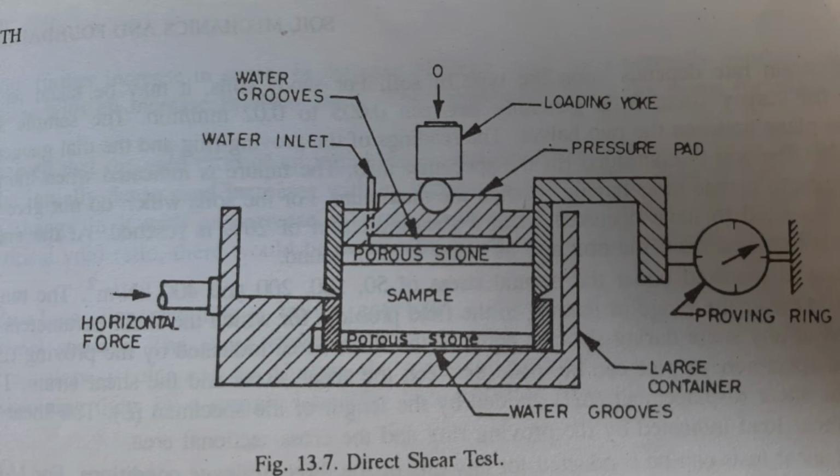Now the container can be pushed forward at a constant rate by a geared jack, which works as a strain controller device, and the loading frame is used to support the large container. Now it has the arrangement of a loading yoke and a lever system for applying the normal load.